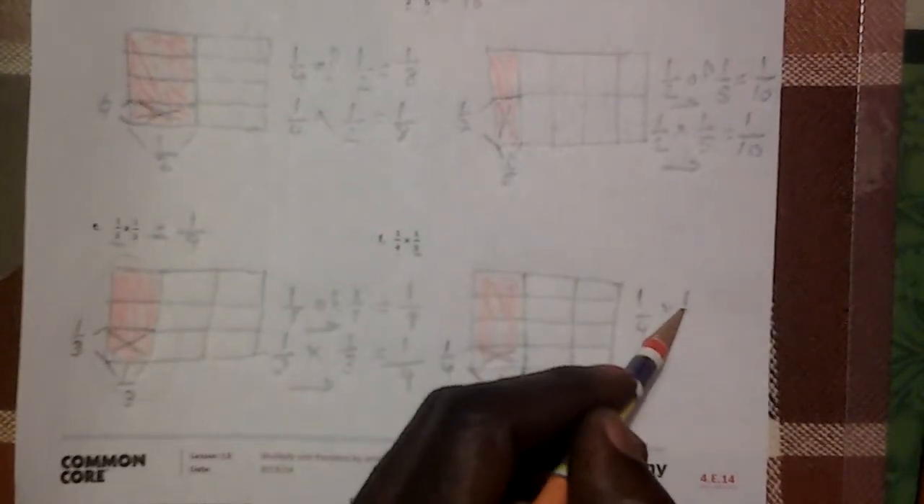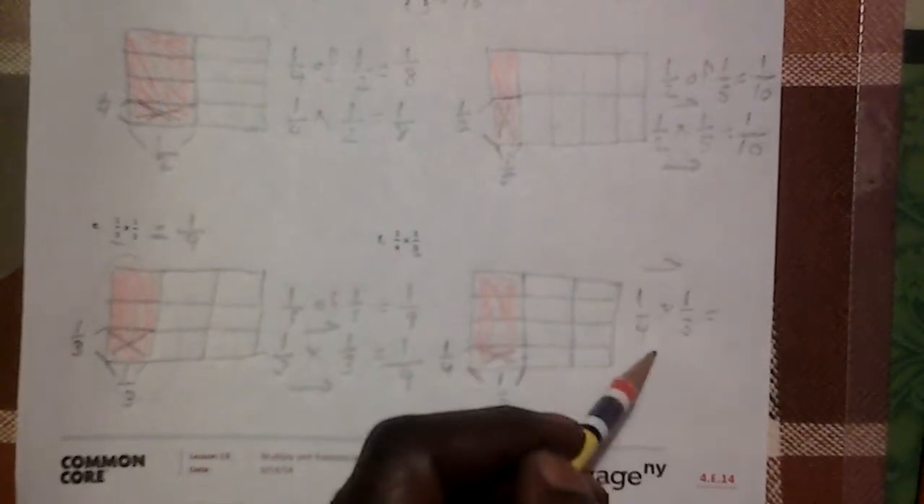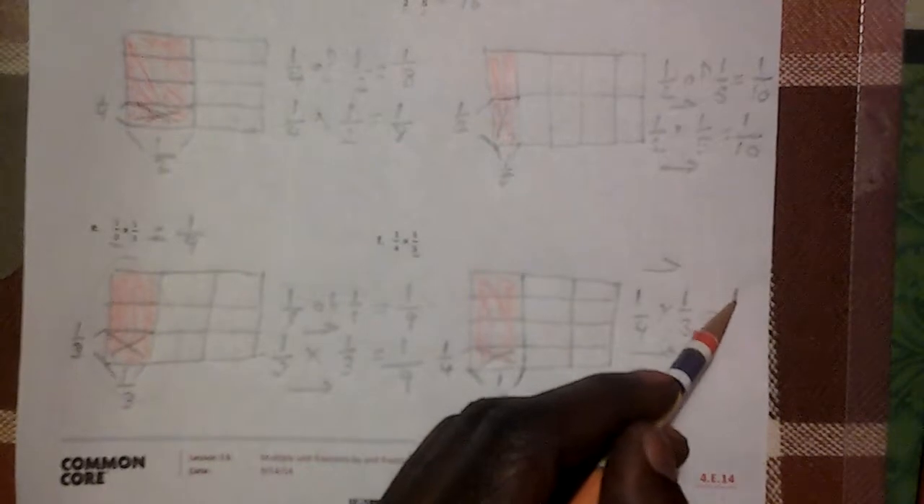So 1/4 times, well, they don't have the of, right? So we can just write it one time. Of 1/3 equals, so we just multiply, we check in our answers. So 1 times 1 is 1, 4 times 3 is 12. And that's done with the first sheet, okay?